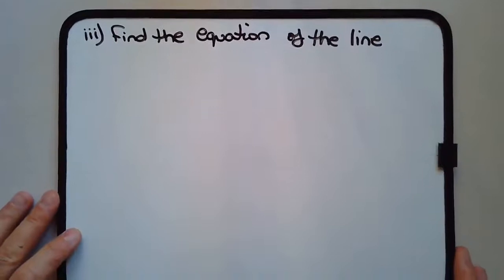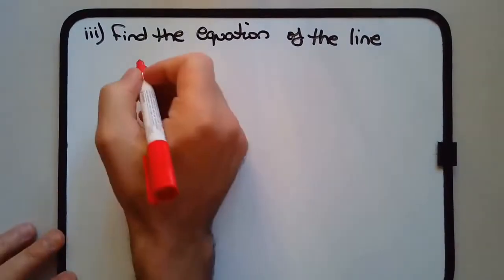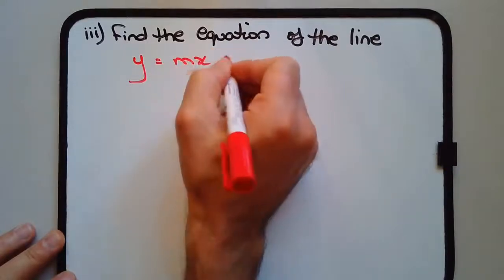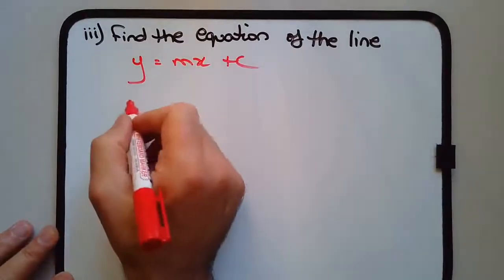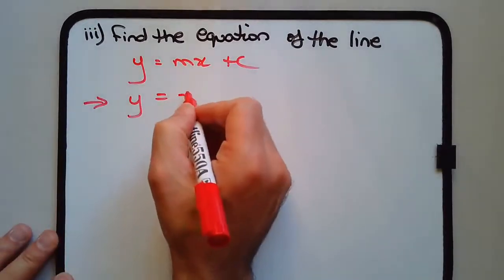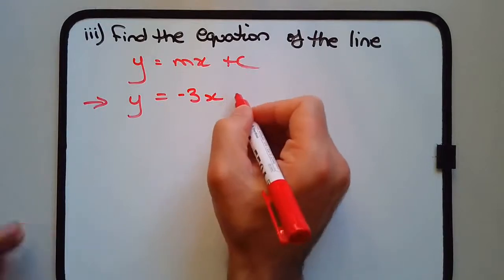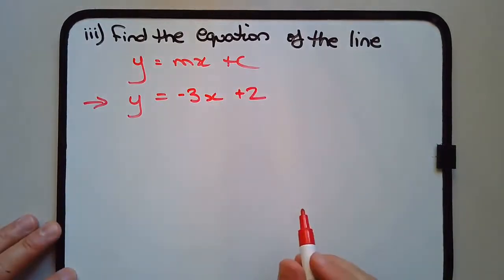All right, 1 mark now. Now you just use what you've found. We know that y is equal to mx plus c. So the equation will be y is equal to, the m was negative 3, x, and the c, or the y-intercept, was positive 2.